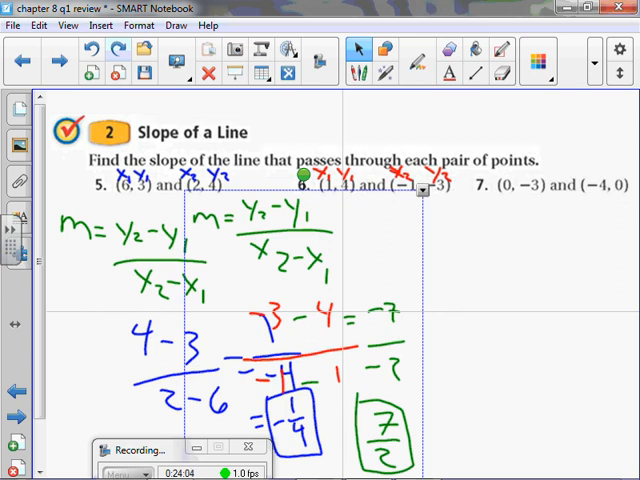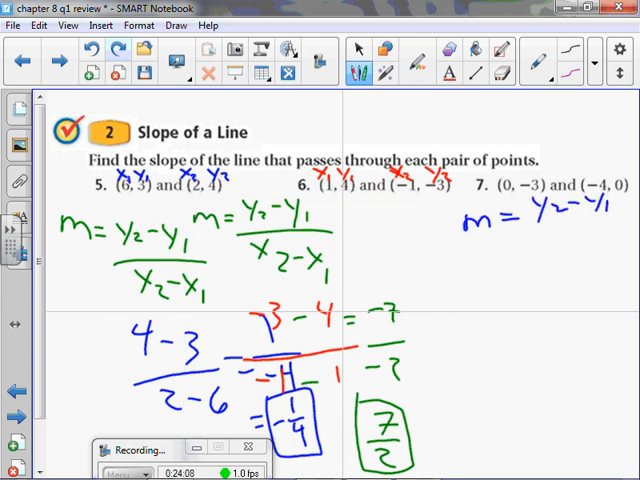Okay, and I do my next one. Once again, m is equal to y2 minus y1. Are we seeing a trend here? Over x2 minus x1. I'll call this one x1, y1, x2, y2, and then I just plug in. M equals 0 minus negative 3.